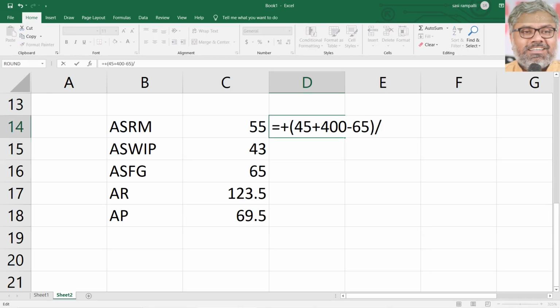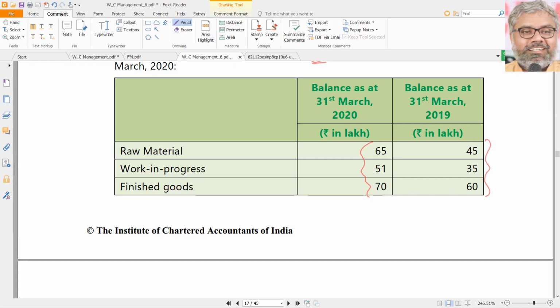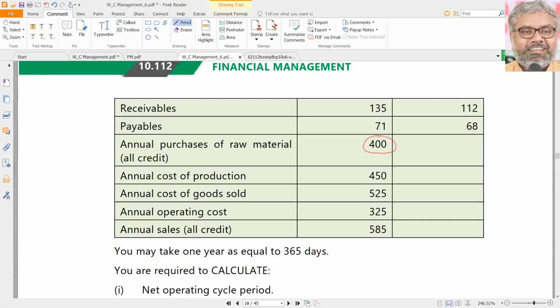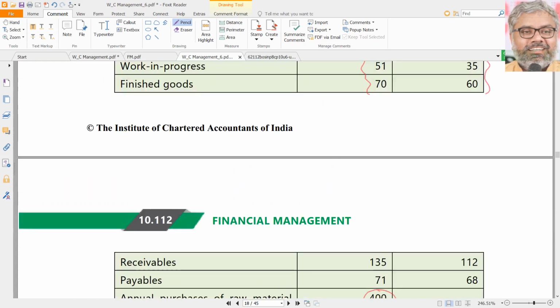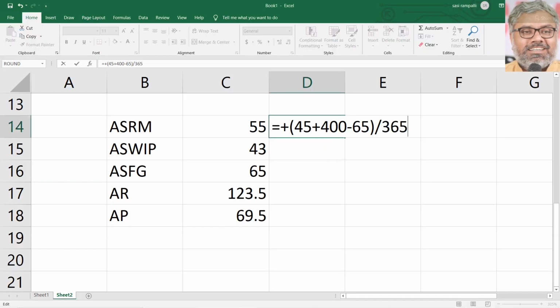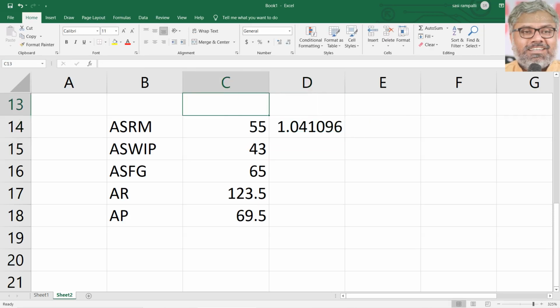But we need what? Per day. Is there any information in the question? Yes, it is given very clearly. Take 1 year equal to 365 days. You have to search for this. It will generally be given in the question so that uniformity in answers can be maintained. So take 365 only. So the average raw material consumed per day, which is the denominator, is this much, whatever it is. So this is the numerator, this is the denominator.